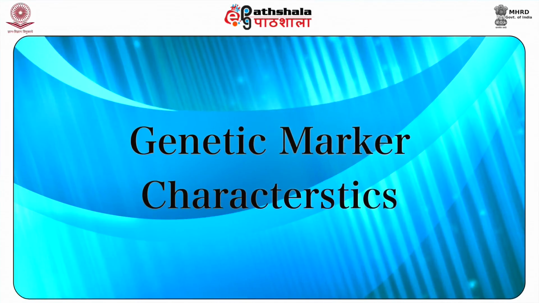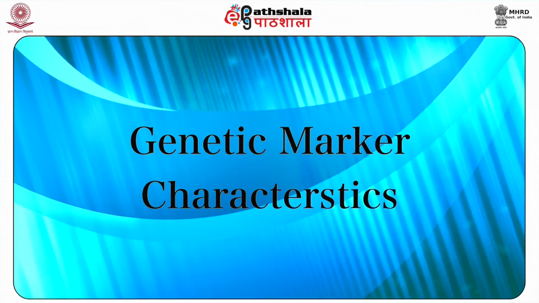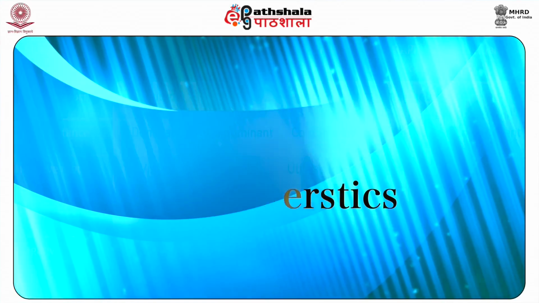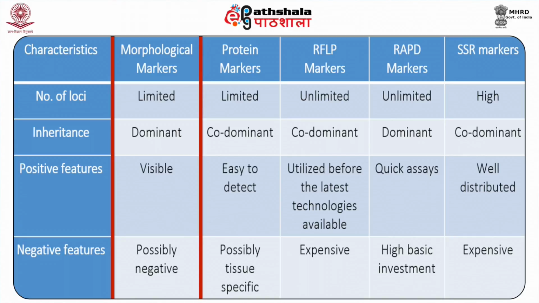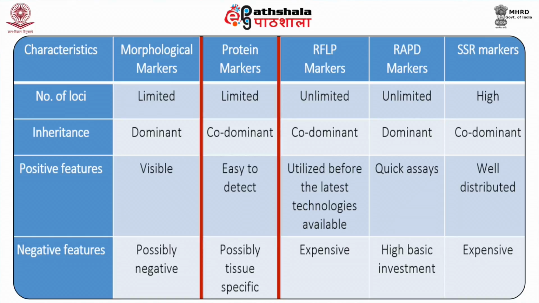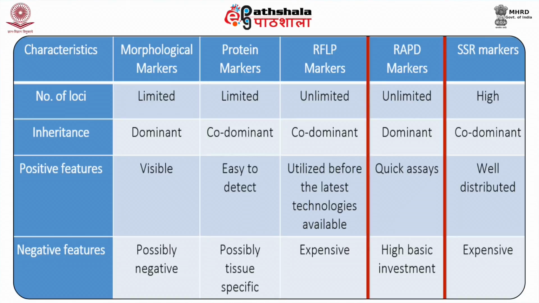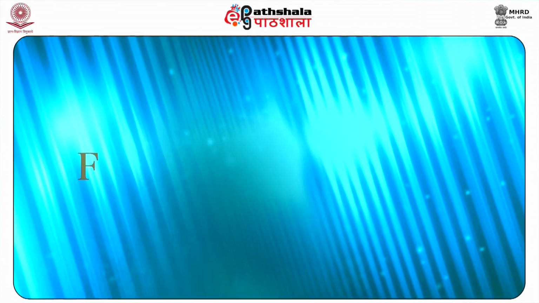Next, we see the classes of genetic marker characteristics in a table. The vertical column shows the characteristics, that is the number of loci, inheritance pattern, the positive features, the negative features, whereas the horizontal row shows the morphological markers, the protein markers, the AFLP markers, RAPD markers and SSR markers.